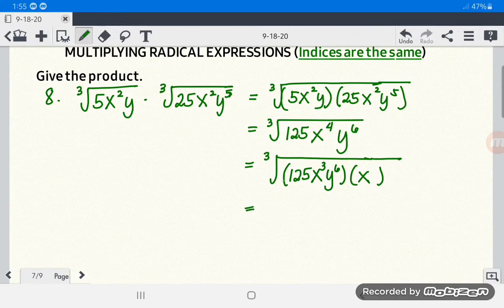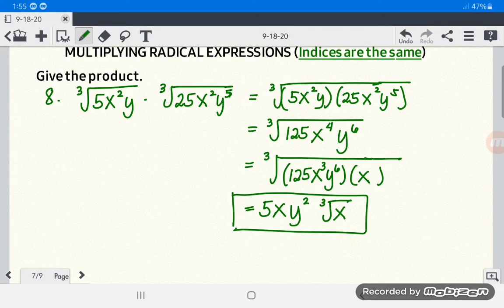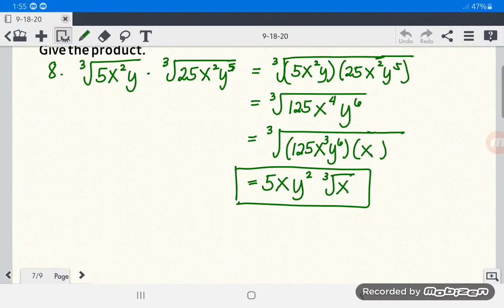Then after that, let us now simplify. Cube root of 125, we have 5. Then x, you divide, 3 divided by 3, we have 1. So no need for us to write here x raised to the 1st power or x raised to 1. Then y raised to 6 divided by 3, we have 2. So y squared. Then just copy cube root of x. Okay. So this is the answer for number 8.